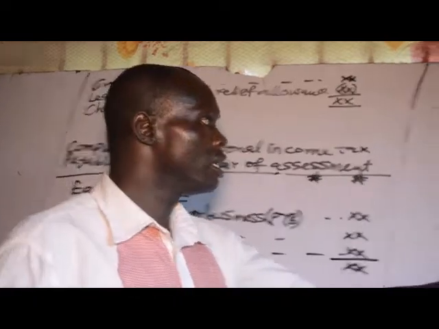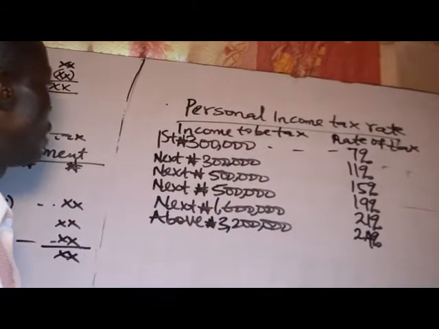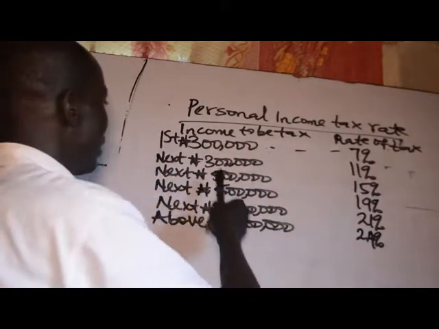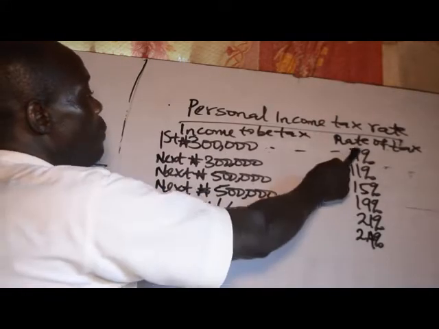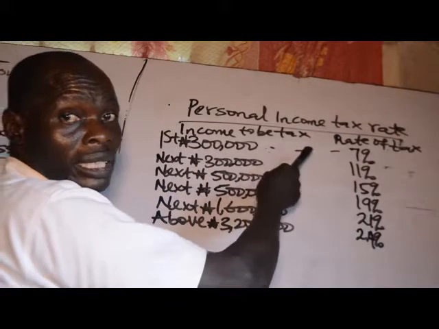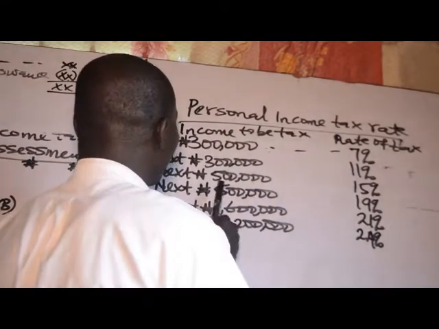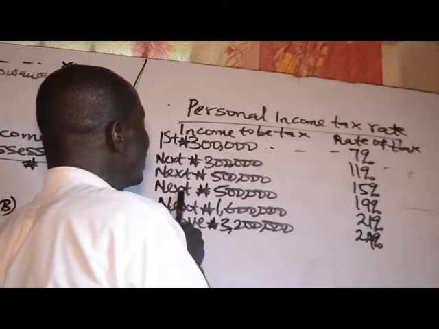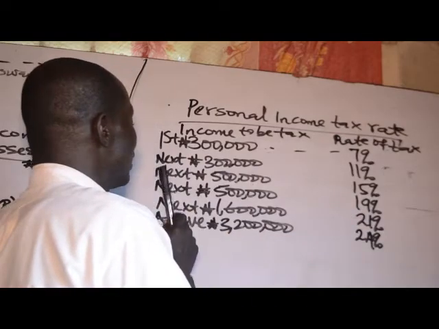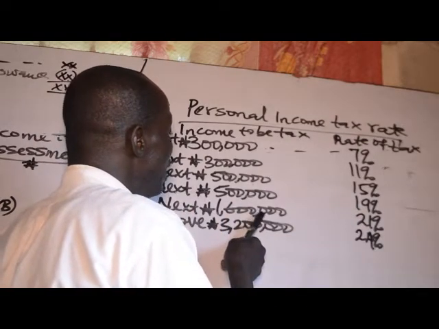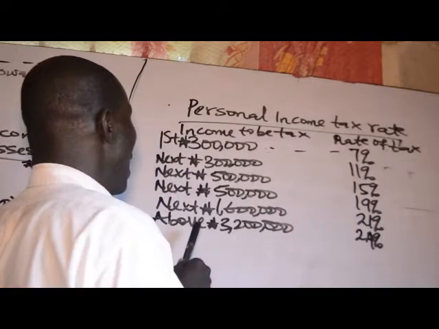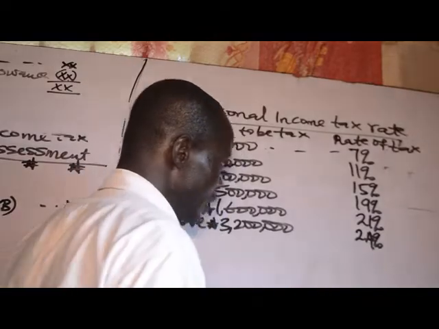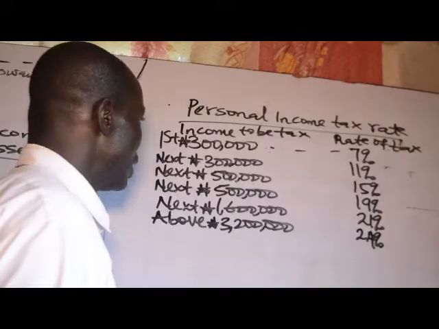This is the tax scale. Income, personal income tax rate, income to be taxed, and the rate of tax. The first 300,000 is taxed at 7%. The next 300,000 will be taxed at 11%. The next 500,000 will be taxed at 15%. The next 500,000 will be taxed at 19%. Next 1.6 million will be taxed at 21%. And anything above 3.2 million will be taxed at 24%. This is the tax rate and the tax table.